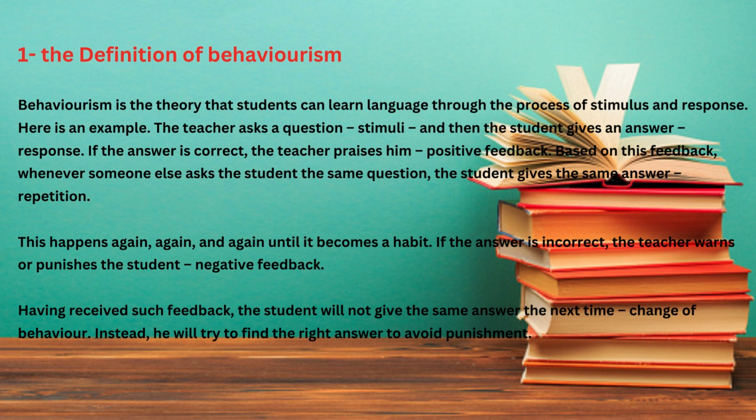Based on this feedback, whenever someone else asks the student the same question, the student gives the same answer, repetition. This happens again and again until it becomes a habit. If the answer is incorrect, the teacher warns or punishes the student, negative feedback. Having received such feedback, the student will not give the same answer the next time, change of behavior. Instead, he will try to find the right answer to avoid punishment.